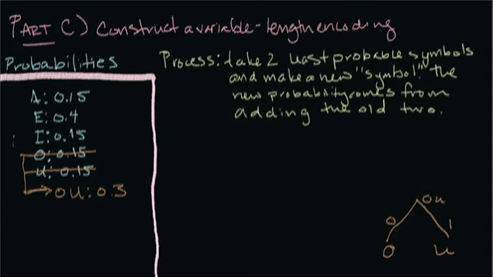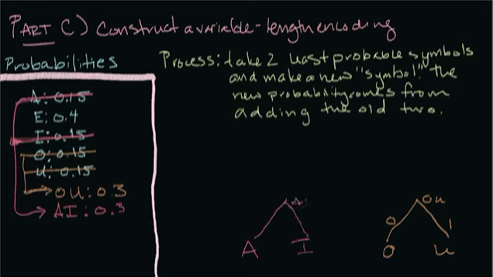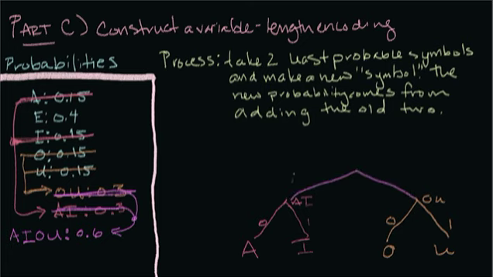Next 2 smallest are I and A. So again, we make a node AI, which leads to either A or I, and the probability of that one is 0.3 also. Let's create our AI label up there. Now the 2 smallest are OU and AI. E is still bigger at 0.4. So AIOU, it's going to be 0.3 plus 0.3, probability is 0.6. There we go, AIOU.